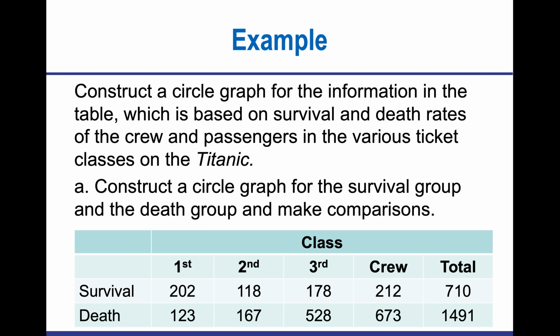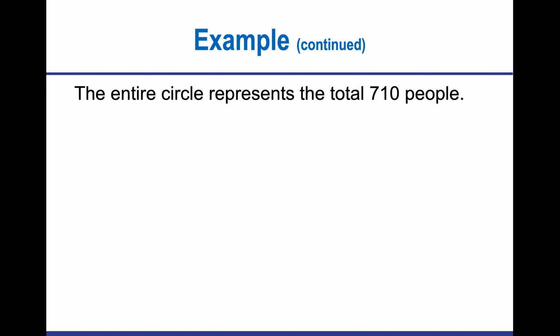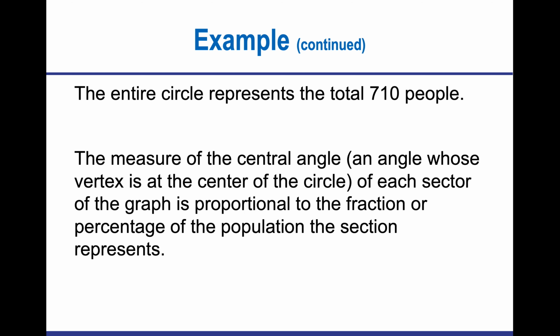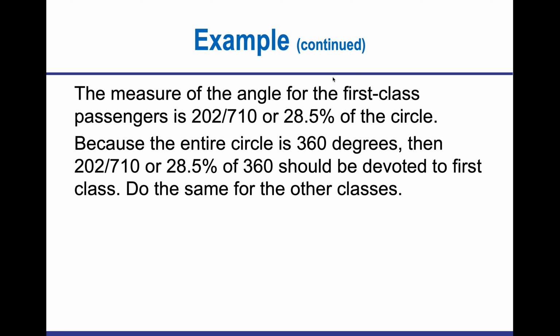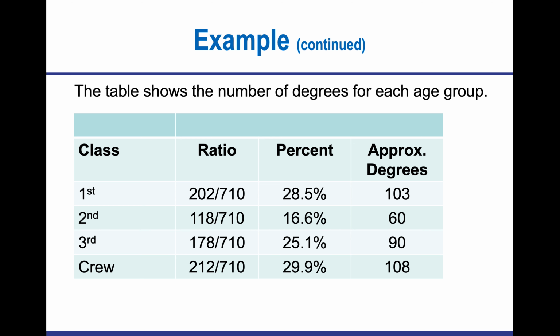So if I want to construct a circle graph for this information here, I first have to figure out how many total I have. Well, I add up all of them together. I have 710 people. The measure of the section of the pie graph is found by finding the fraction or percentage that the section represents. So if I want to look at first class passengers, there were 202 first class passengers out of the 710. So I'm going to do 202 divided by 710, which is 28 and a half percent. I'm going to follow that same theory for the other classes until I have a list of percentages that should add up to 100%.